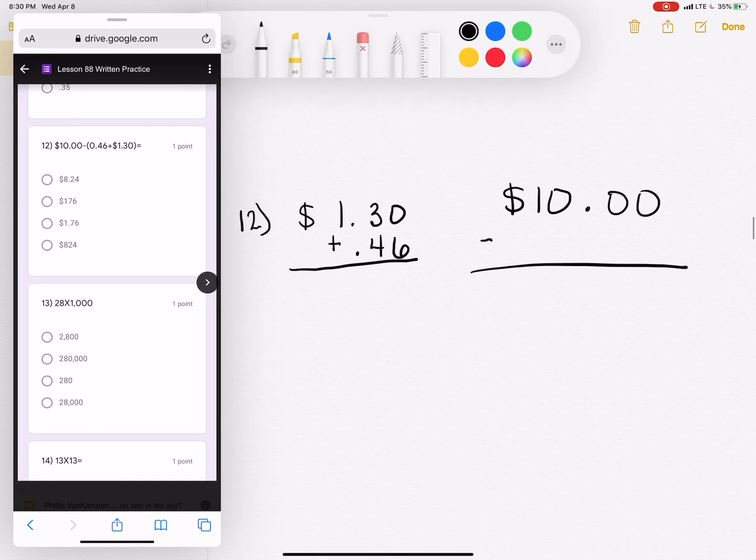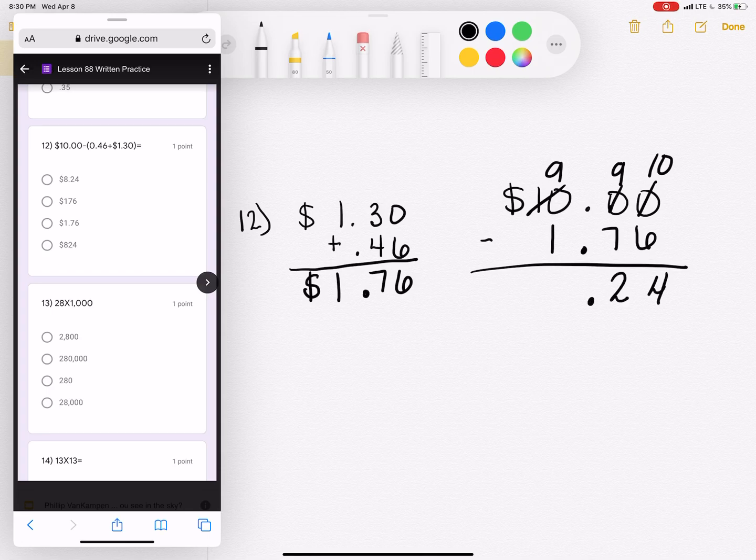12. $10 minus 46 hundredths plus $1.30. So 6 plus 0 is 6. 3 plus 4 is 7. $1.76 minus $10. 9. 10 minus 6 is 4. 2. 9 minus 1 is 8. $8.24. Remember your decimal.